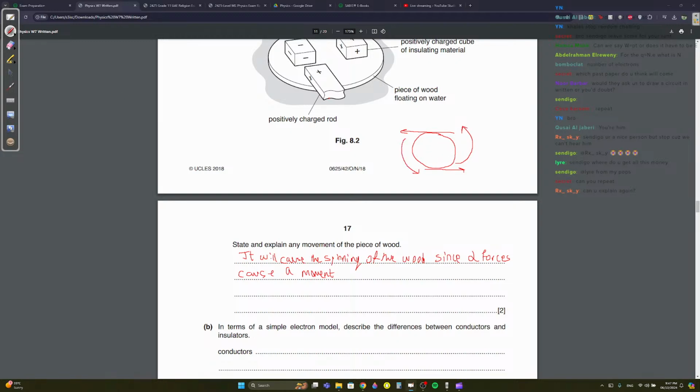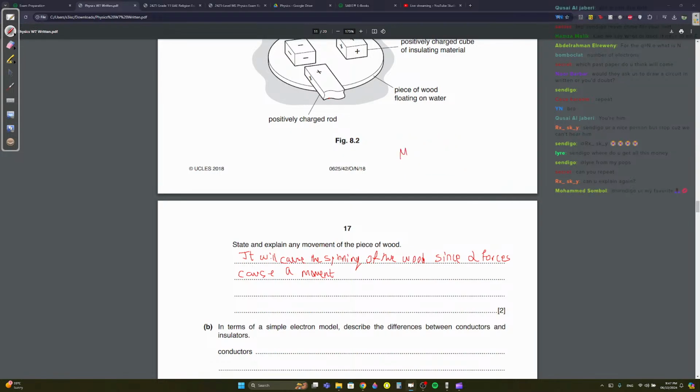It's a turning effect. Remember when we had moments? Remember the moment from last year: moment is equal to F, the force, times d, the perpendicular distance. Remember when you had a center here and a force that goes like this, 2 meters away, and it was 4 newtons, and they'd ask you to calculate the moment, the turning effect of this force on this torque here. That was 8 Newton meter.